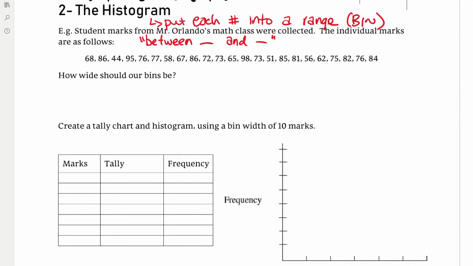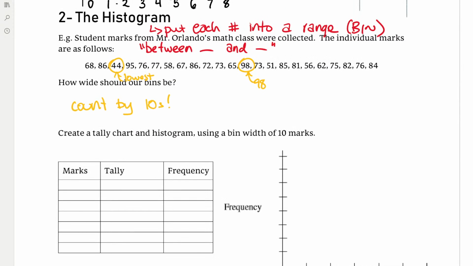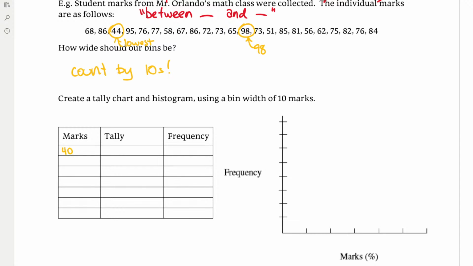And if we look here, our lowest number, I think, is 44. And our highest number, is it 98? So I think I'm going to count by tens. There's no right answer to this, but counting by tens should be pretty good. And I don't have to start at 0 because my lowest number is 40. So I can say 40 to 49, 50 to 59, 60 to 69, 70 to 79, 80 to 89, 90 to 99, and there we go. So you can use any size you want. Basically, I'm saying if it's in the 40s, that's going to go in bin 1, 50s in bin 2, and so on and so forth.